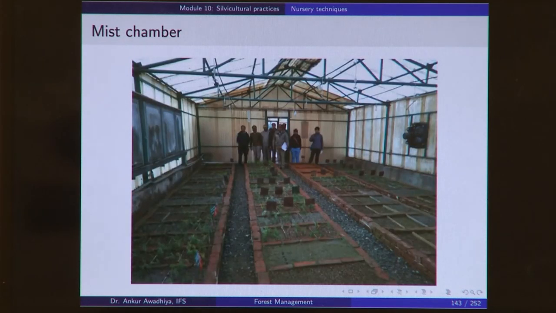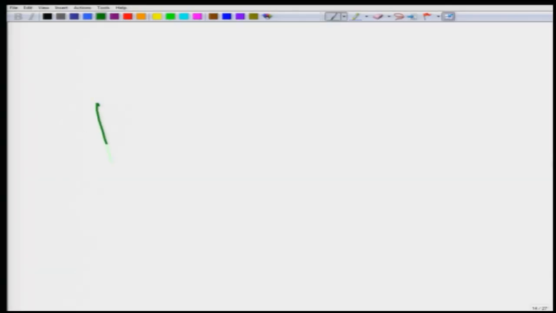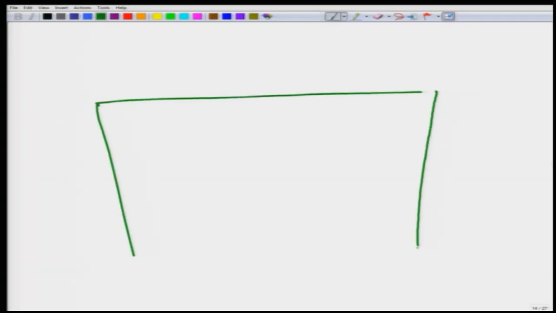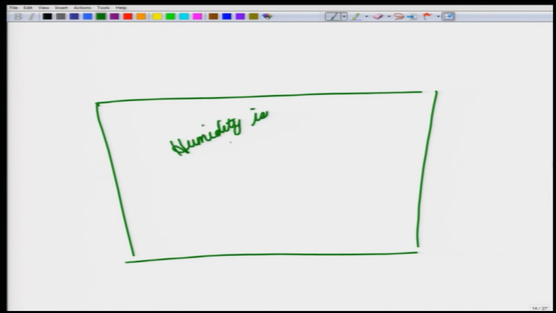These days, in certain nurseries, we are also using mist chambers. Now, what is a mist chamber? A mist chamber is a room in which the humidity is controlled to a level that is roughly equal to 100%.